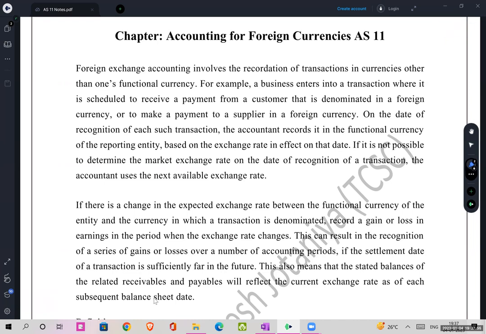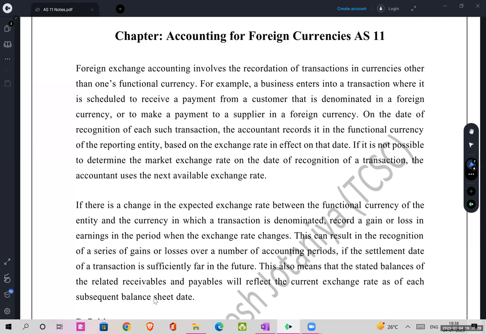For example, a business enters into a transaction where it is scheduled to receive a payment from a customer that is denominated in a foreign currency, or to make a payment to a supplier in a foreign currency. So if I'm an exporter, that means I have done sales. The money that I will receive will be in dollars or pounds, and I have to convert while recording in India into rupees.